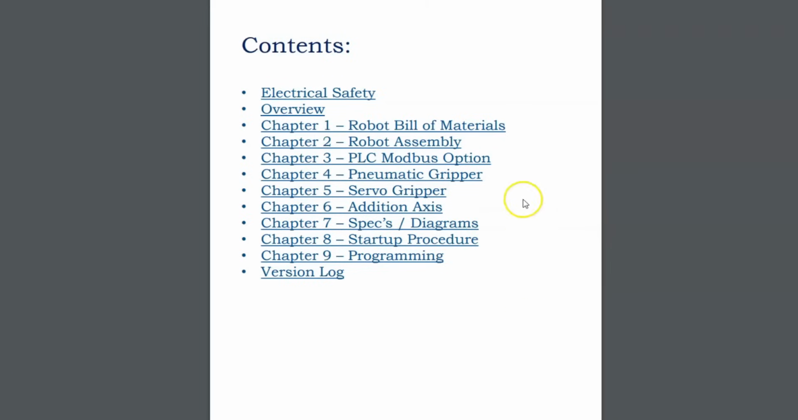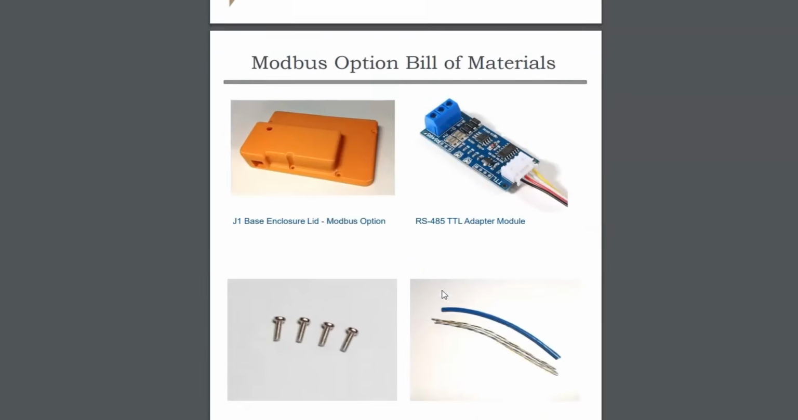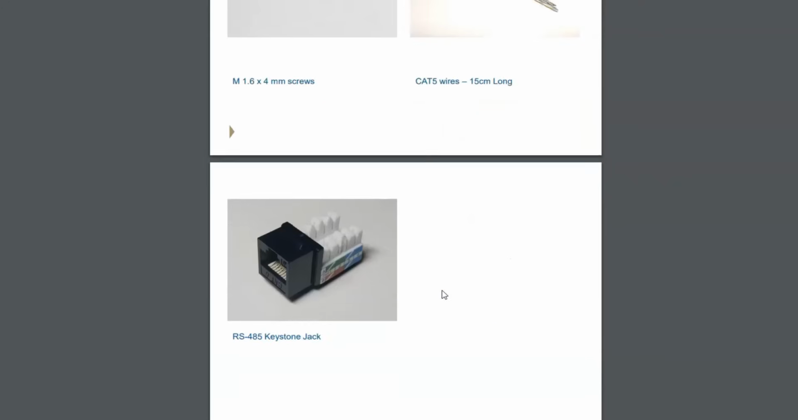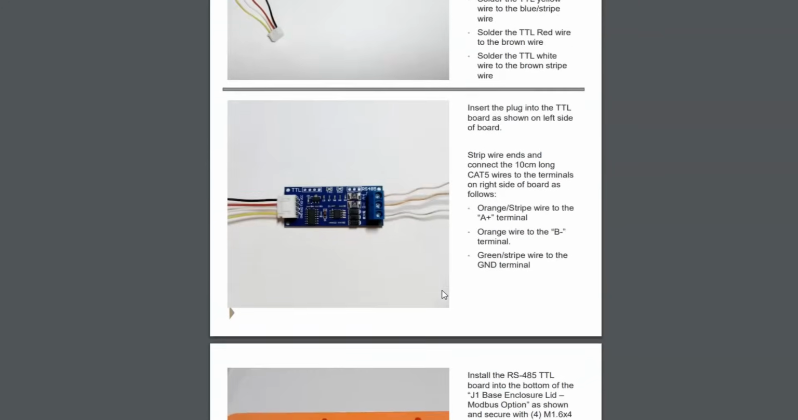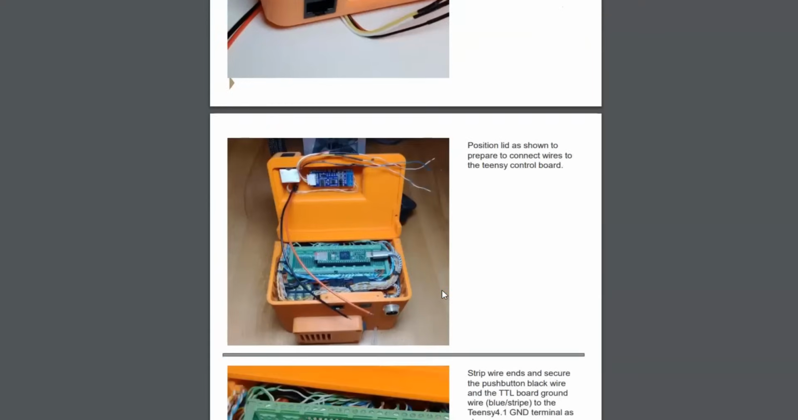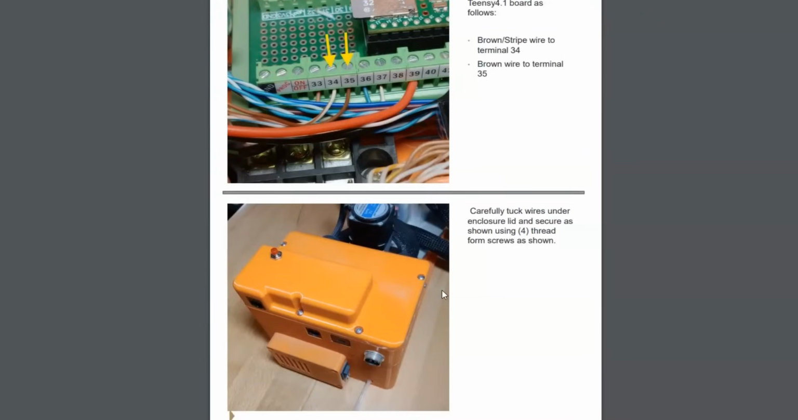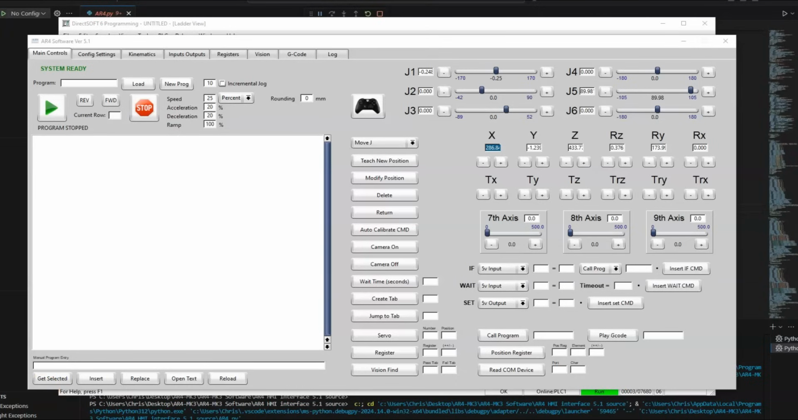I've added a new chapter to the build manual for the PLC Modbus option. This chapter has a bill of materials, including the new base enclosure lid and the RS-485 adapters and the other components. It goes through all the instructions on installing and wiring the board and then connecting this up to the Teensy 4.1 board. The latest software version for the robot is version 5.1.